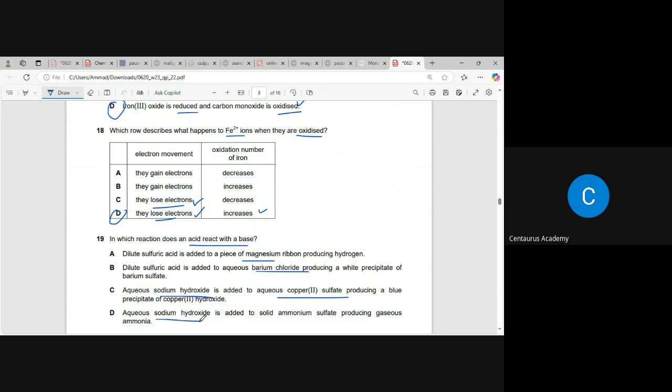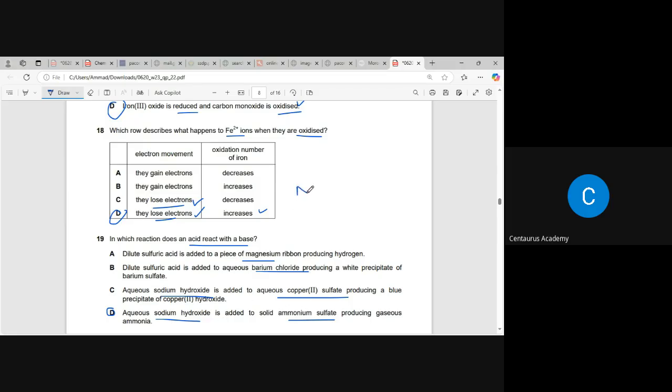Aqueous sodium hydroxide is added to ammonium sulfate. Ammonium sulfate is going to act as an acid here, and sodium hydroxide is going to act as a base. Hence producing your weakly alkaline gas, which is ammonia. So D should be the right answer choice here. Okay, D is going to be your right answer choice here.